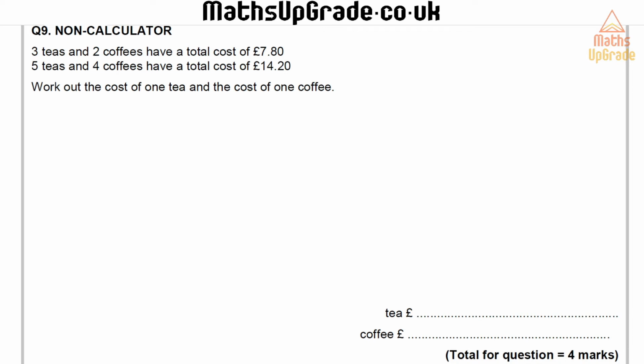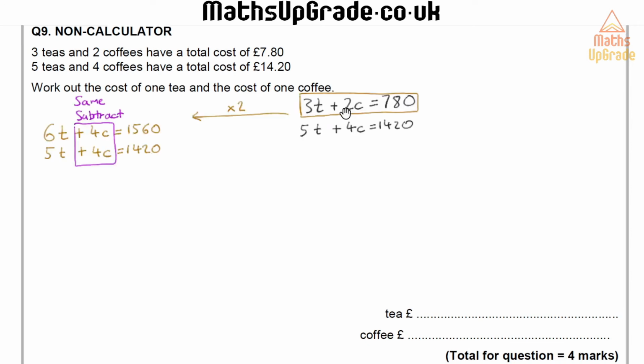Question 9. I'm told that 3 teas and 2 coffees have got a total cost of £7.80. 5 teas and 4 coffees have got a total cost of £14.20. I need to work out the cost of 1 tea and the cost of 1 coffee. So this is a worded simultaneous equations question. It doesn't mention simultaneous equations, but since you've got 2 different values which you don't know, and you're given 2 different bits of information, you can form and solve 2 different equations.